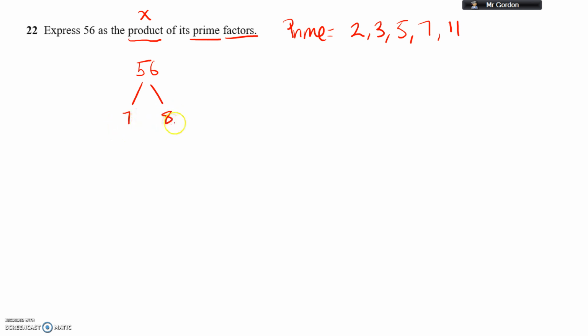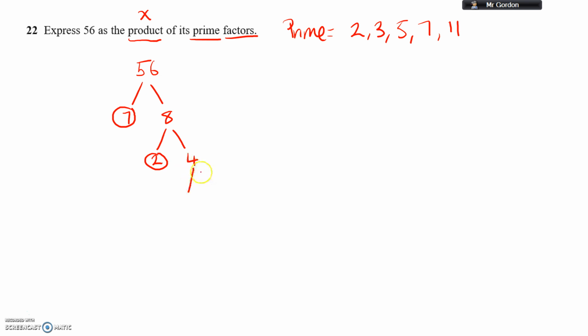Are either of those two prime? Check your list. 7 is prime. Let's stop that branch right there. There's one of our prime factors. That's one of our numbers for our answer. 8 is not prime, so we'll break it down again. Think of two numbers that make 8. 2 times 4. Any prime numbers there? Yes, 2. That's another part of our answer.